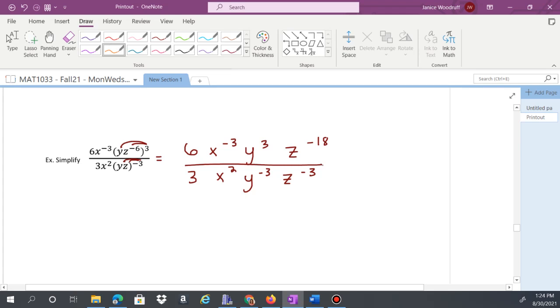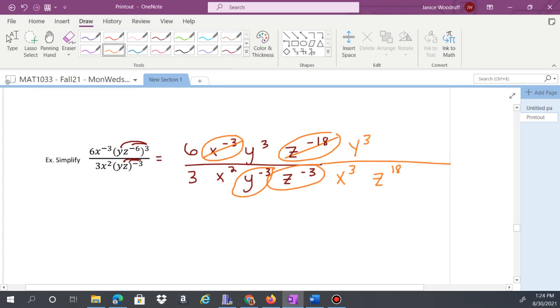Okay, next I'm going to take care of any negative exponents. So I'm going to extend my line. Looks like in the top I have an x to the negative 3, a z to the negative 18. So I'm going to write an x to the positive 3 in the bottom, cross it out of the top, a z to the positive 18, cross it out of the top. Then in the bottom I have a y to the negative 3 and a z to the negative 3. So I'm going to write a y to the positive 3 in the top, cross it out of the bottom, z to the positive 3 in the top, cross it out of the bottom.